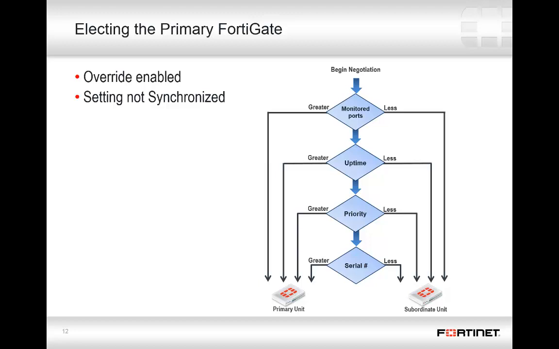We can alter the order of what clusters consider when electing a primary. If the priority override is enabled, priority precedes uptime. This means you can specify a FortiGate to be the preferred primary.